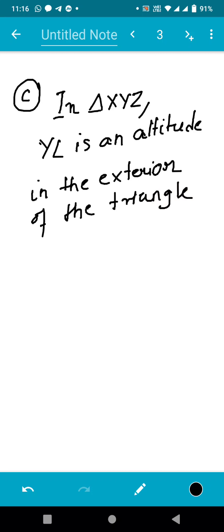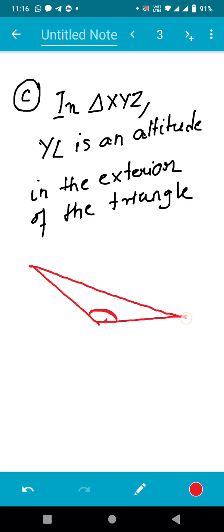Now how to draw the triangle so that the altitude would be outside the figure? So in that case we have to draw an obtuse angle triangle. Fine. So let me just show you the triangle. Suppose this is a base and this is a triangle. This is another line. This is an obtuse angle. Okay, obtuse, more than 90. Then we'll join this line. Fine. So this is an obtuse angle triangle.